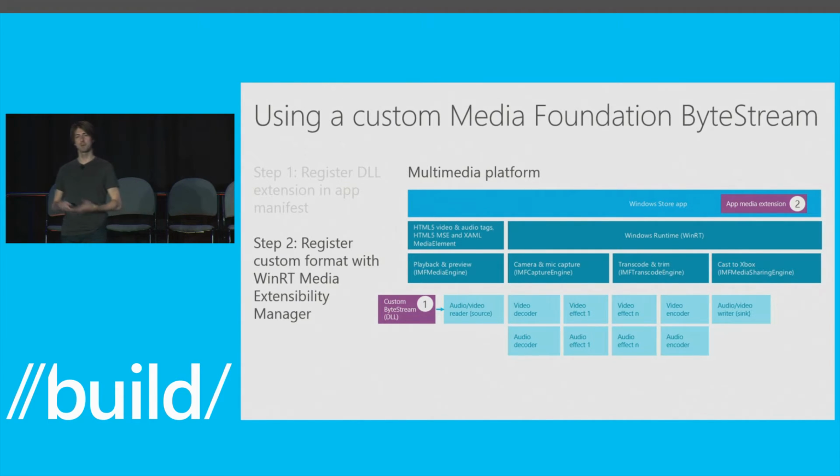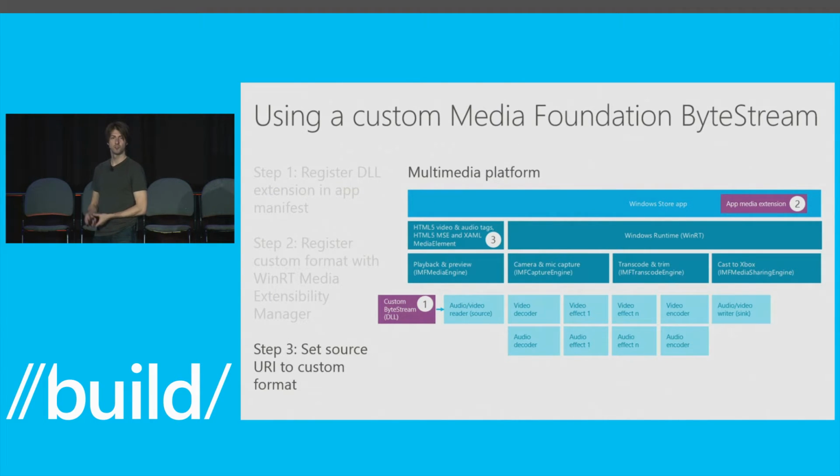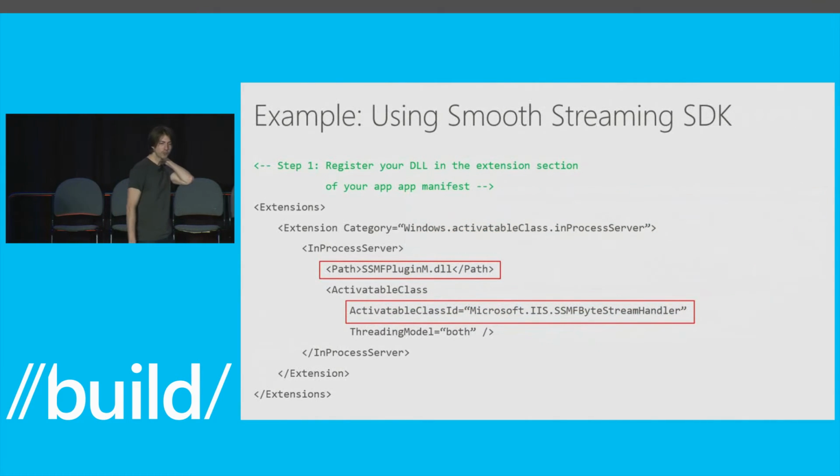So inside of your app, there's a WinRT API that you register it and say, hey, here's the DLL that I put in my app manifest. And step 3 is you set the source using your custom, whether it's a scheme handler or the MIME type or file extension, to your media element. So here's what the manifest looks like.